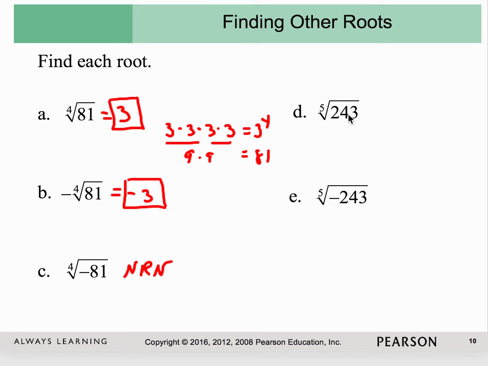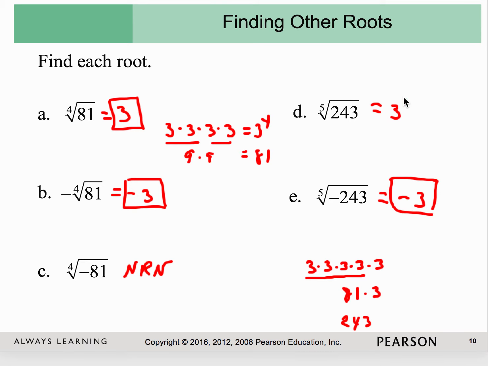All right, 5th root of 243. Again, I can tell it's not 2. So let's try 3. 3 times 3 times 3 times 3 times 3. 1, 2, 3, 4, 5. I already know this is 81, right, from up there. So 81 times 3 is 243. So this is 3. And this is what? Negative 3. Right. It's okay if your index is odd. It just means your answer will be negative.